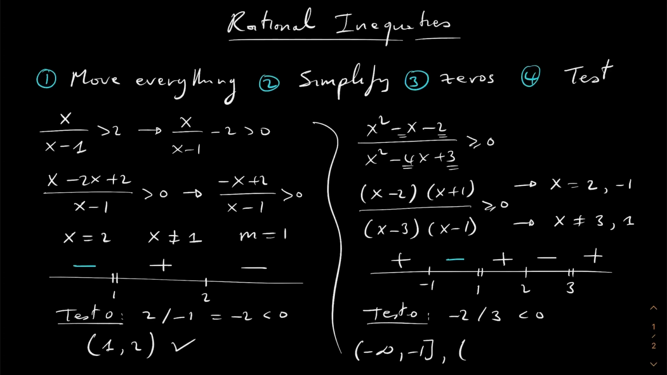And then I'm going to have from 1 to 2. And that's going to be open at 1 because of the denominator, and closed at 2 because of the equality. And finally, I'm also going to have from 3 to infinity. And that's going to be open at 3 because of the denominator, and open at infinity because you always do open infinity. And so with that, we are done.